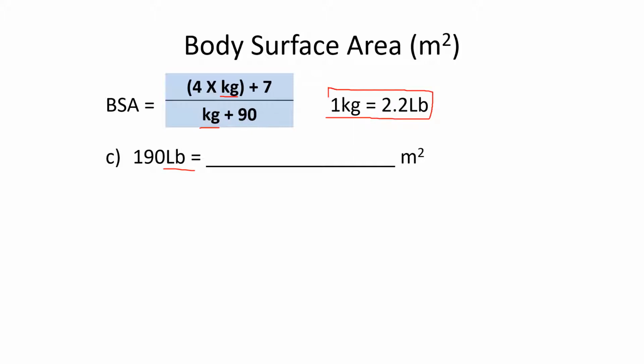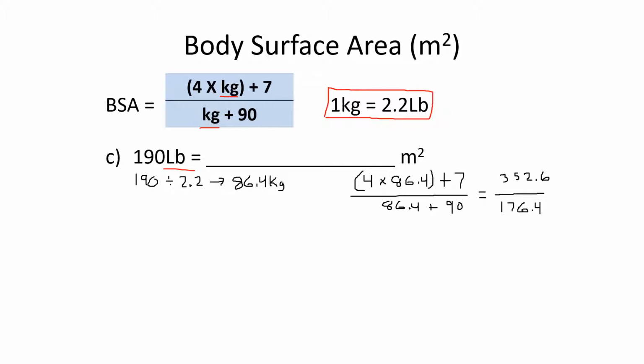Multiply or divide? Divide by 2.2. So 190 divided by 2.2 is about 86.4 kgs. So 86.4 kgs times 4 plus 7 over 86.4 plus 90. So about 2 square meters.